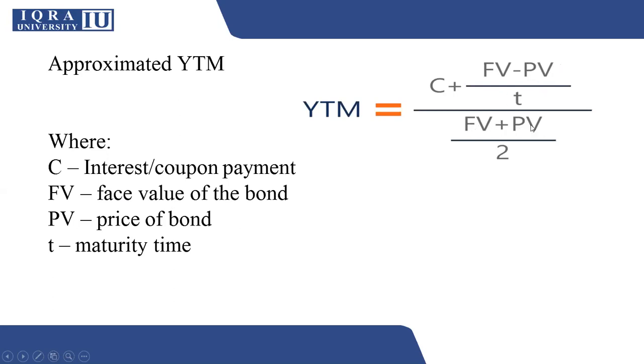In the denominator, you are finding the similar two pieces of information, the face value as well as the current price, and you will divide by 2. So you can use the shortcut method to find out the investor required return.